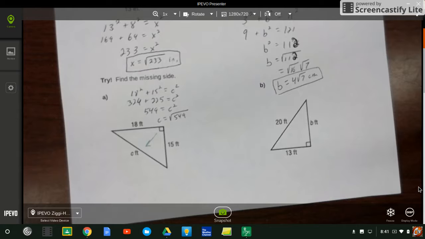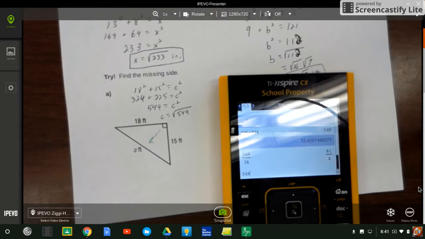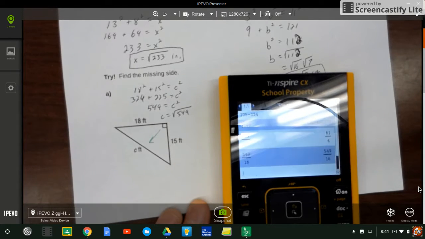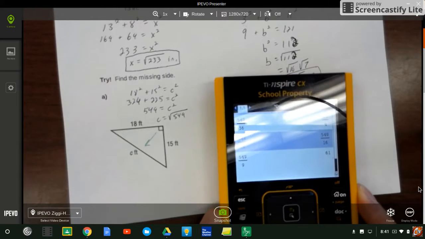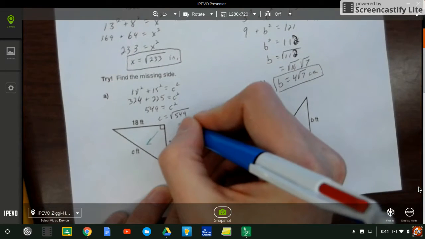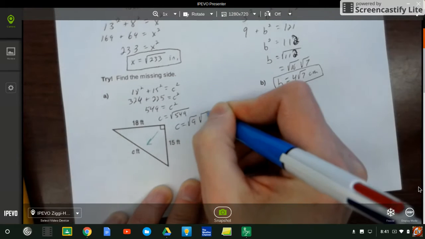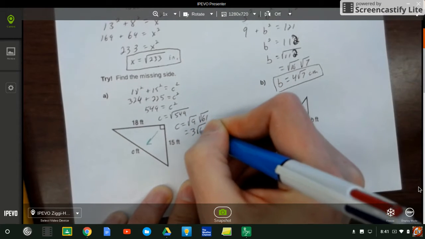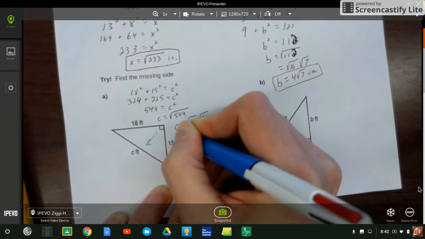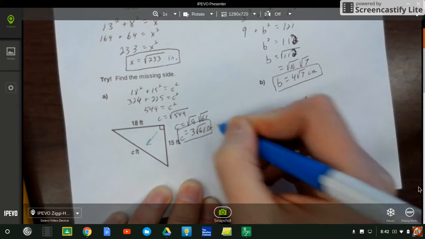I wonder if that is a perfect square. No, it's not. So 549, I'll start trying to divide that. Let's try some big numbers. I'll show you what I'm doing here on my screen. 549 divided by, let's see, I tried 36, that didn't work. Let's try 16. Okay, let's try an odd number. 549 divided by 9. 9 and 61, and you know what? I'm pretty sure 61 is not going to do anything else. So c equals square root of 9, square root of 61, so we're looking at 3 square root of 61. And if you put feet, that's great.